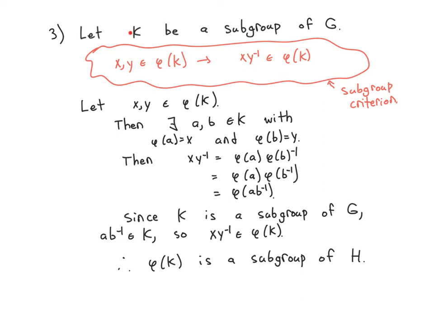One of the hypotheses we haven't used yet is that K is a subgroup. a and b were elements in K. So since K is a subgroup, it follows that a b inverse is an element of K. So now we see that x y inverse is equal to phi of an element in K. So x y inverse is itself in the image of K. So we took two elements in the image and showed that x y inverse is in the image. By the subgroup criterion, we conclude that the image is a subgroup.